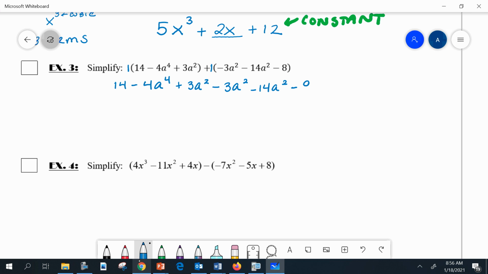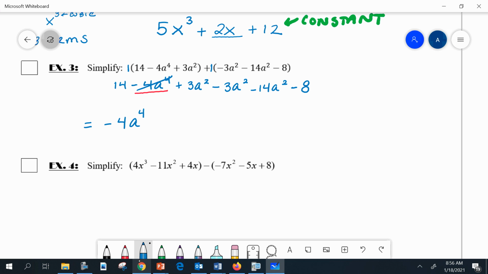So I just like to go through and I rewrite it without the parentheses. Okay, and then I'm going to start combining like terms in order of degree because we want our answer written in standard form. So the highest exponent, the biggest degree I see here is negative 4a to the 4th. And there's nothing to combine it with. And so I'm going to leave it as negative 4a to the 4th.